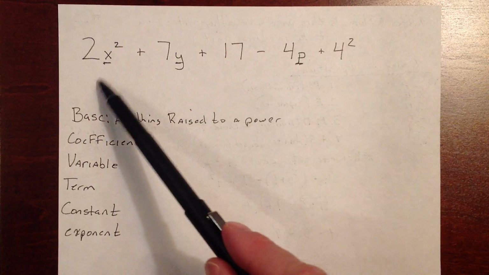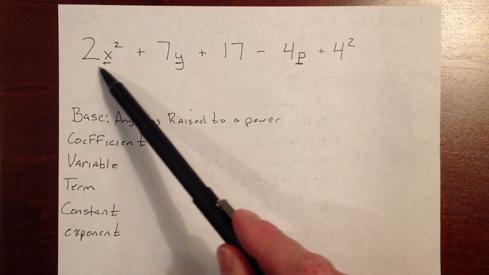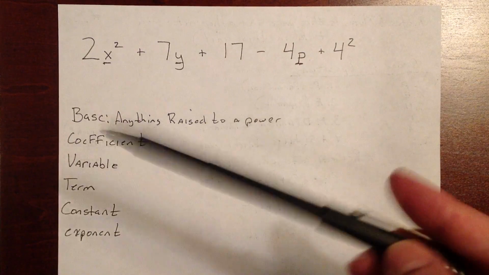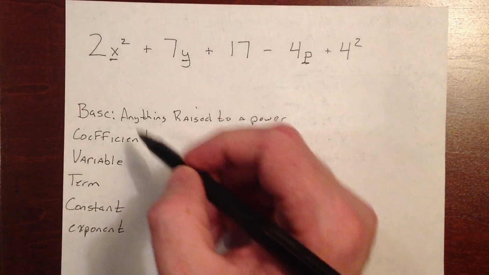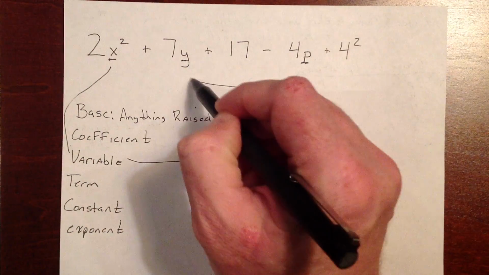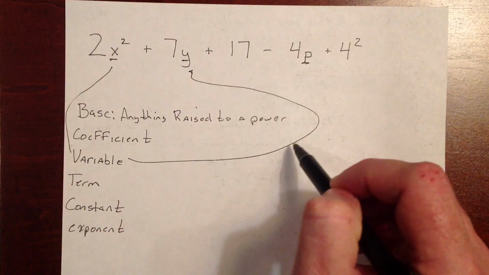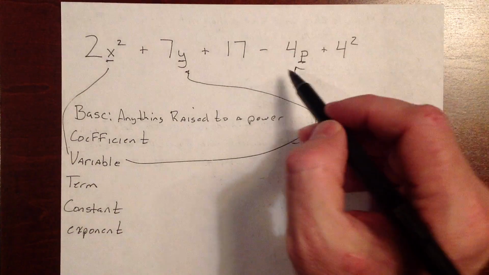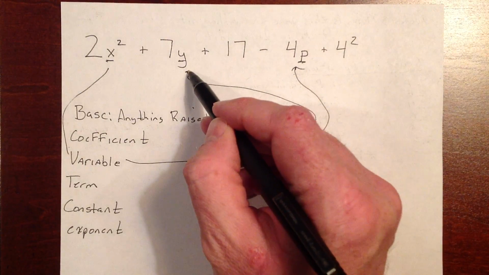And it is part of what we're going to learn in just a second, a term. And I'll talk to you about that in just a second. But this is a variable. So I'll draw little lines here. These are variables, almost always represented by letters. In this class, they'll always be represented by letters.